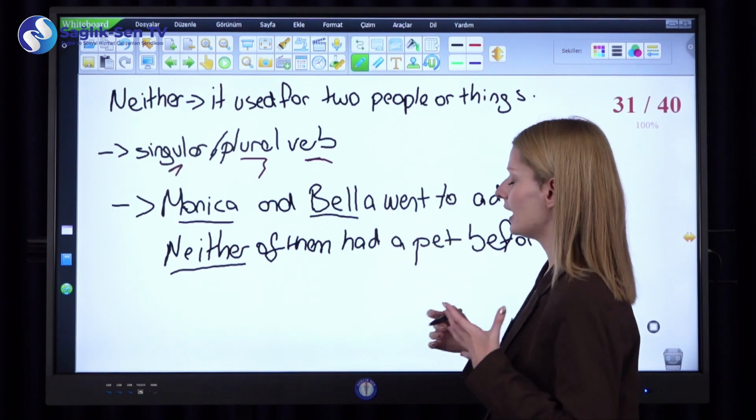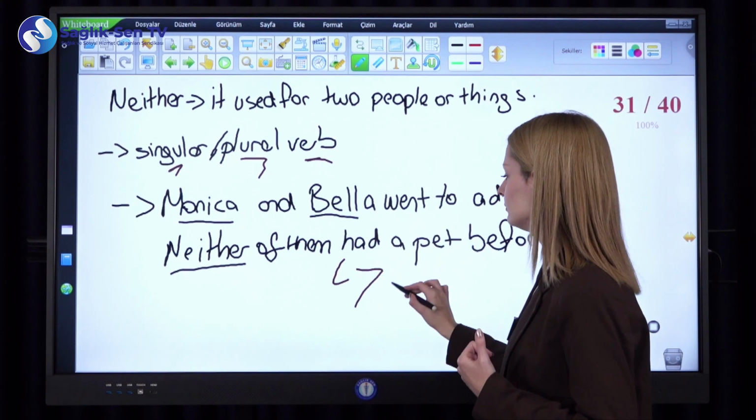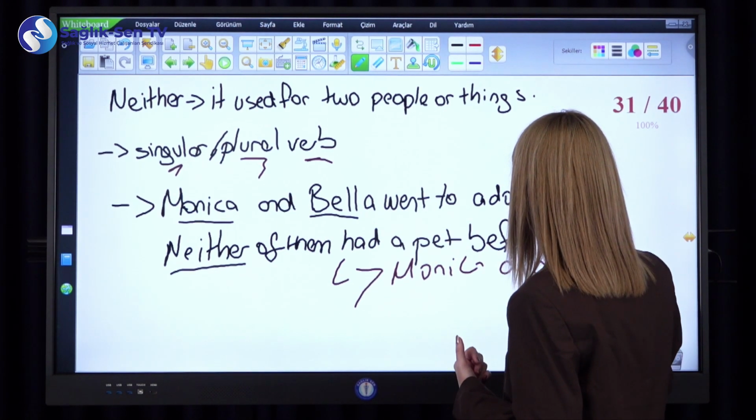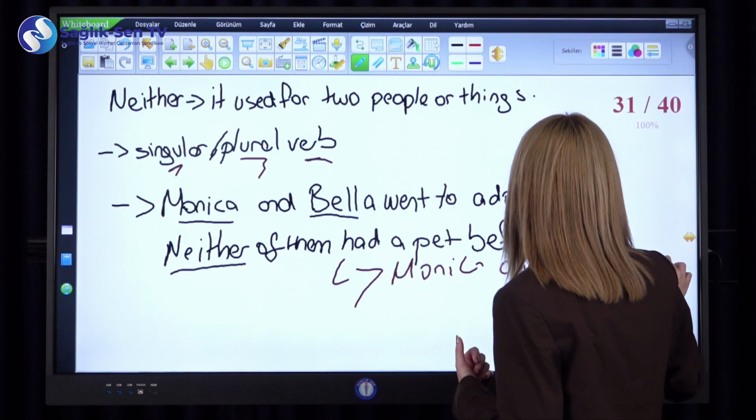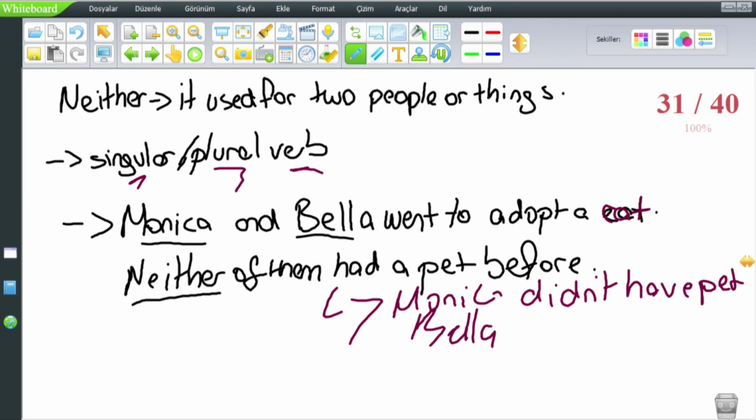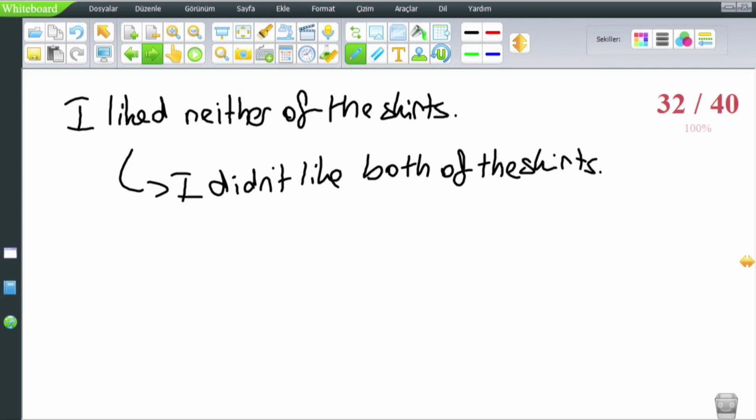Neither of them had a pet before. It means that Monica didn't have a pet. Also, Bella didn't have a pet. It applies for both of them. I liked neither of the skirts. I can understand that there are two skirts and I didn't like them. I didn't like both of these skirts.